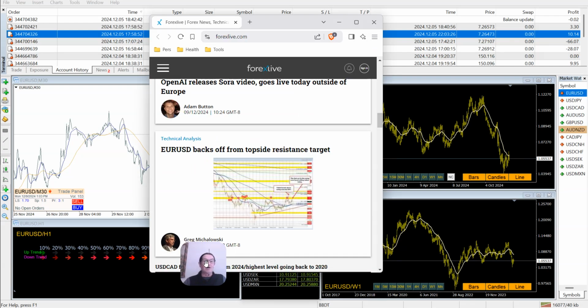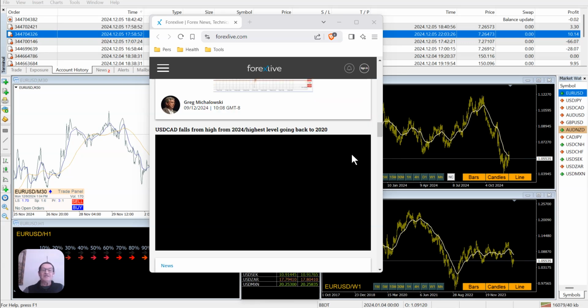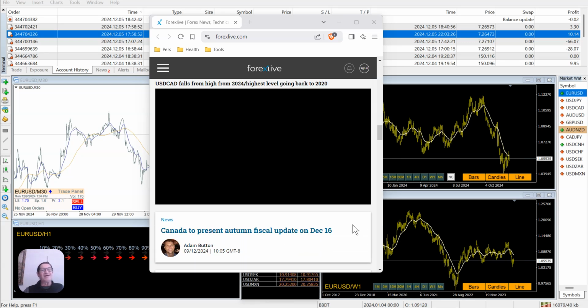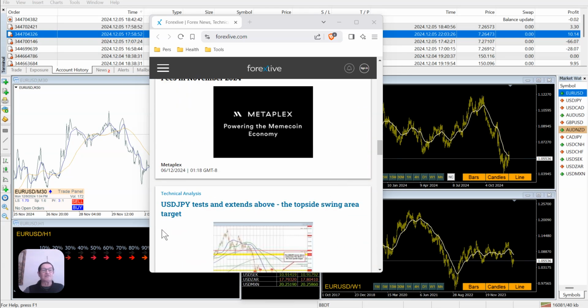This is what my trading consists of, and I use that information to make an educated guess, because after all, you're still guessing, you're still needing to have some luck on your side. But this is what I use for my trading. And here I give you another example. The US CAD falls from the high from 2024 to its lowest level back in 2020. I mean, it gives you really nice fundamental information that can be very useful in making your final trading decision.